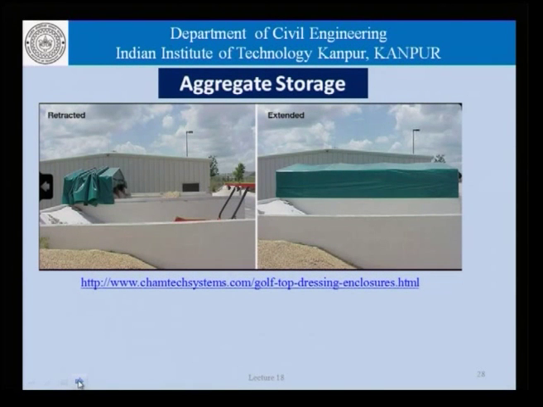This here is a picture of aggregate storage. This is an extended form, so this part here can be pulled all the way here in order to create an enclosure which is like this and can be used to house the aggregate. Once we have enclosed the aggregate in a certain confined space like this, it's easier and more economical to maintain the temperature inside this enclosure, and that goes a long way in maintaining the temperature of fresh concrete.